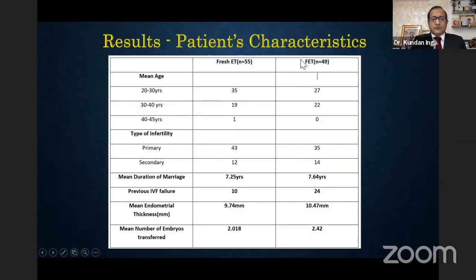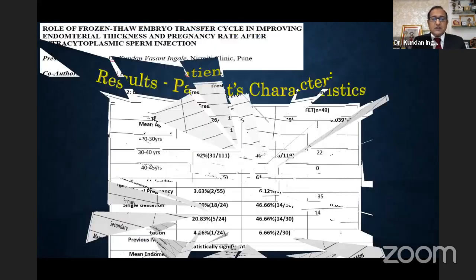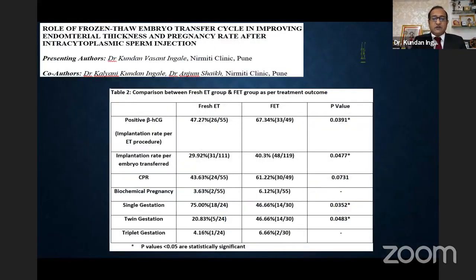So patients' characteristics were almost similar in our study, but in frozen embryo transfer patients there was a significant difference in how many cycles they had previously failed. Around 24 patients had a previous IVF failure, and in fresh we had almost 10 previous IVF failure patients.